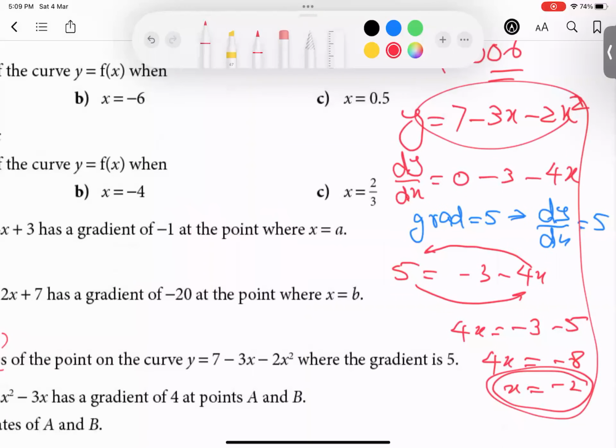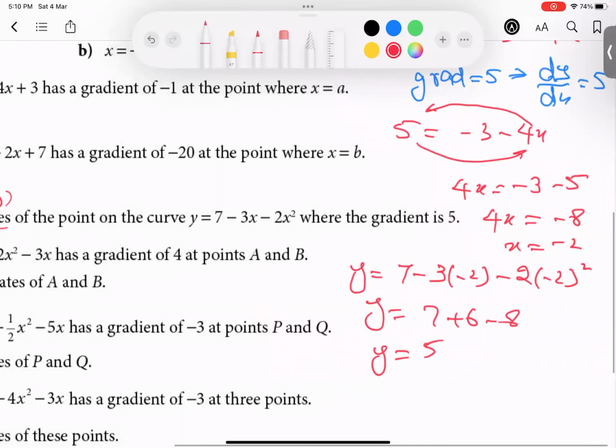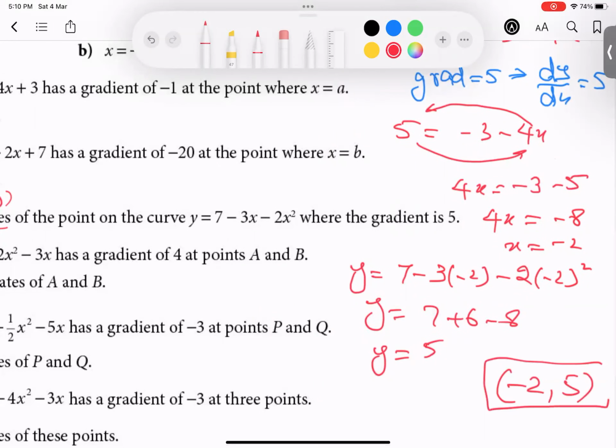And I'm finding now 7 minus 3 times -2, and 2 times -2 squared, like this. And this becomes what? 7 plus 6. And 4 twos are 8. Yeah, correct. And 13 minus 8 gives 5. So the answer turns out to be (-2, 5). This is called the point he was asking for. And I believe all of you understood well.